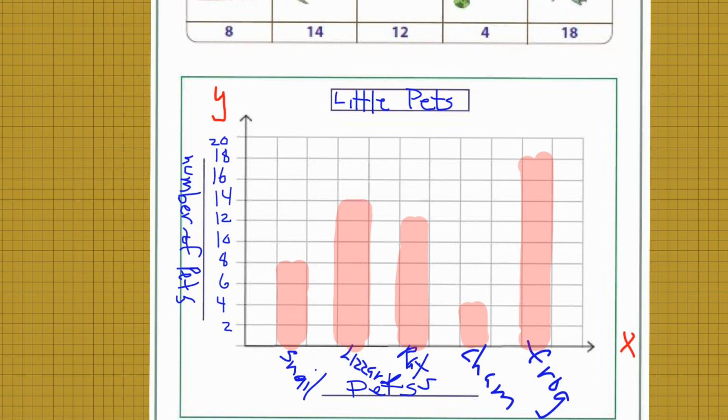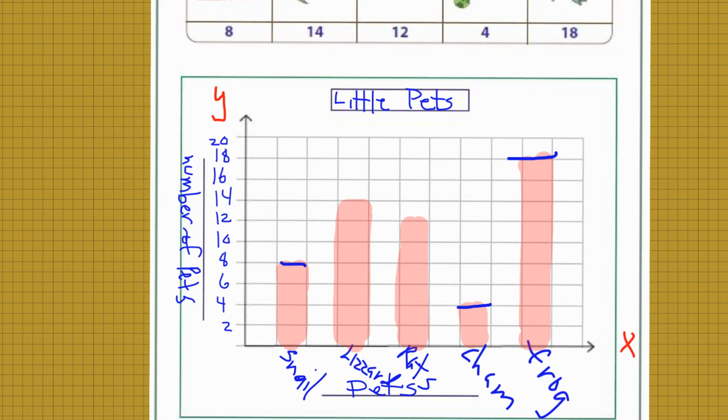So for instance, if I was to ask you, which type of pet did the people grow the most? Well, right here, the highest, of course, it's frogs, and it goes to 18. And which one's the least? The chameleon. And then you can do differences, how many more votes than the other one. You could do that ratio that we talked about. We could find the total of each one.